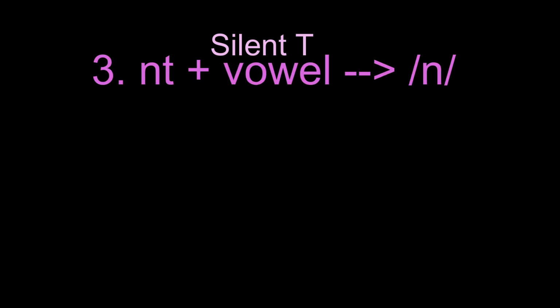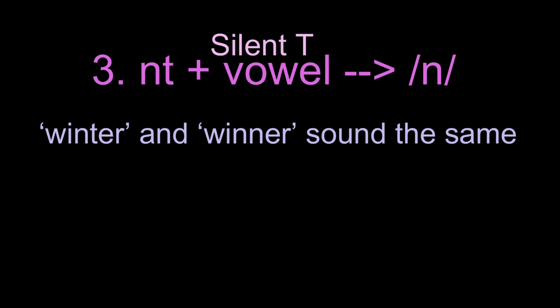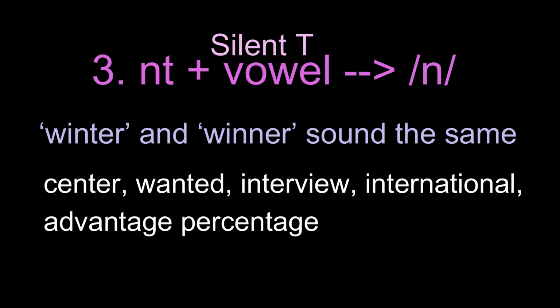When N comes before T and a vowel follows after T, the T sound can disappear, and we only hear the N sound. That is, the combination NT might be pronounced as N. For this reason, winter and winner become homophones. These are examples where T is silent after N. Center, wanted, interview, international, advantage, percentage.